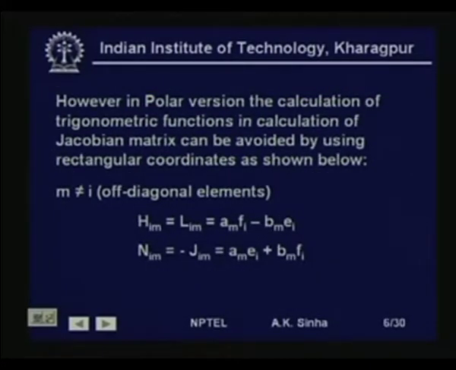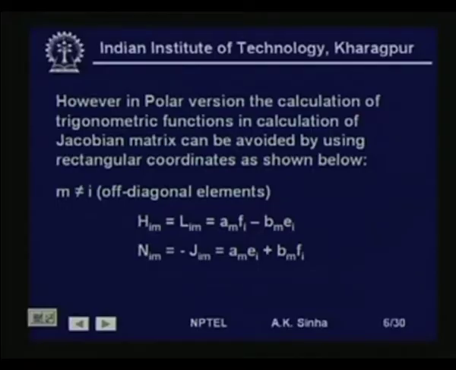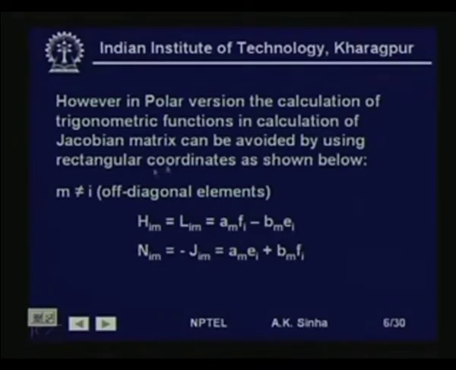even if we are using the polar version, we can take advantage of the rectangular coordinate version, in the sense that in case of the polar coordinate version, we have to calculate the trigonometric functions, that is cos and sine terms, for the Jacobian matrix elements calculation. Instead of using these trigonometric functions, if we calculate the elements of the Jacobian matrix using the rectangular version of the voltage, then we will be able to avoid the calculation of trigonometric functions, and this speeds up the solution somewhat.